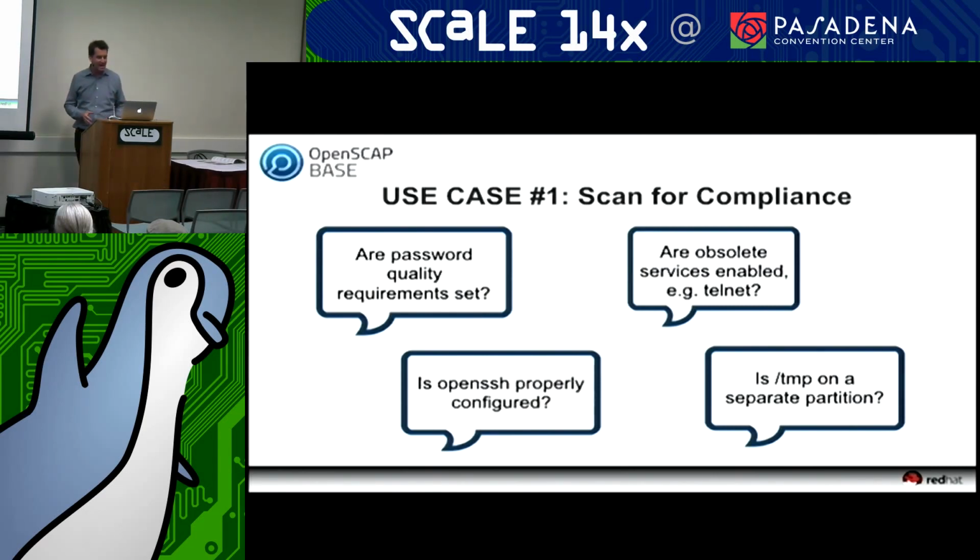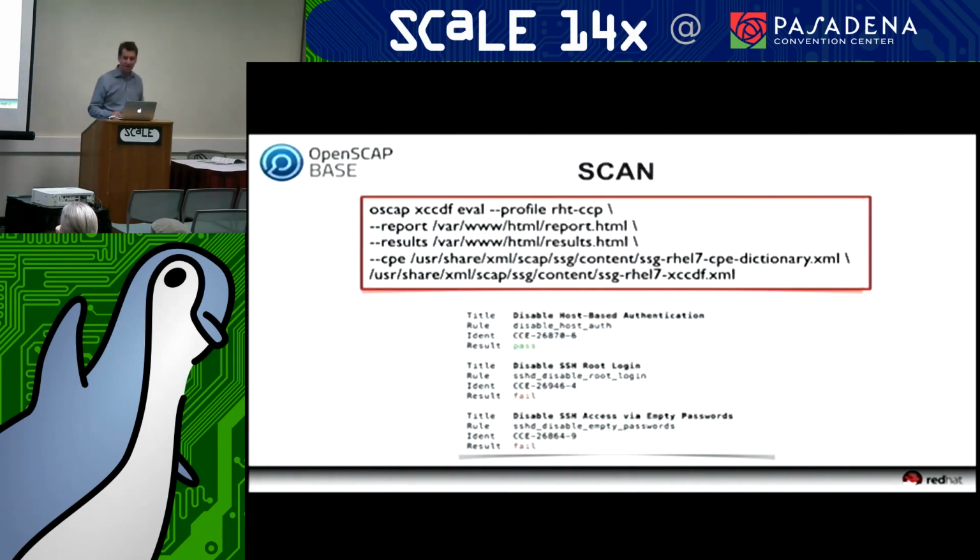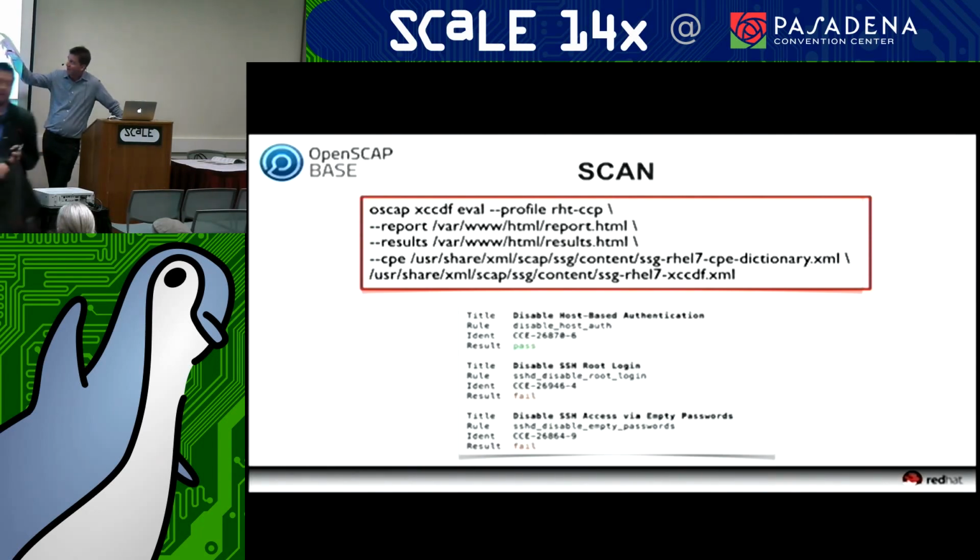So let's take a look at OpenSCAP base and some of the use cases. So first use case is you want to be able to scan for compliance. Things you might be wanting to do are password quality requirements set, are obsolete services enabled, like Telnet. You want to make sure that's off. Is OpenSSH properly configured? Is /tmp on a separate partition? And so to do this, you would install the OSCAP utilities, and there are a variety of command line options to customize the output of where it's going.